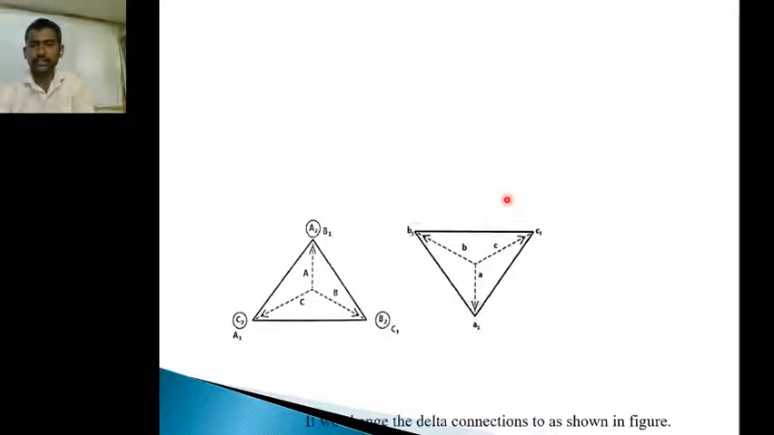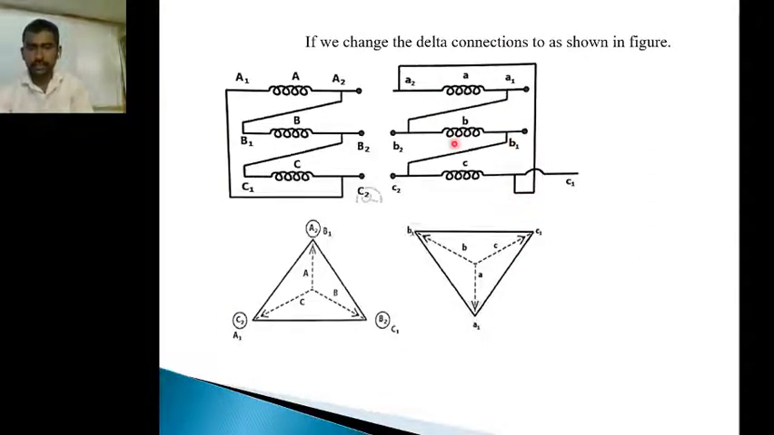And if you reverse the phase, these two are in opposite phase. How do we do that? Here A1 C2 is connected, but here A1 B2 is connected. So we can reverse the phase. Then what happens to the phasor diagram? The A phase will be reversed in this manner, and similarly the B phase will be reversed in this manner. The reverse of the B phase is in this manner, and similarly the C phase is in this manner, exactly opposite.